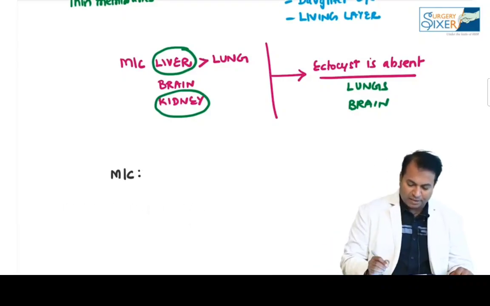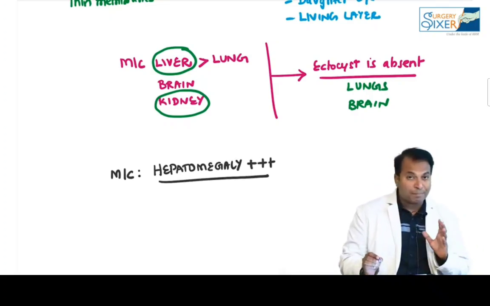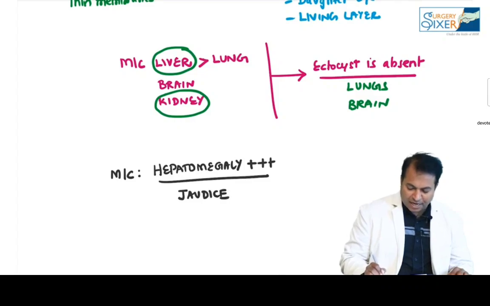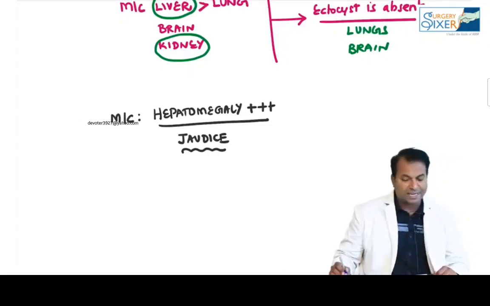So now coming to the presentation, the most common presentation is hepatomegaly. There is no pain, no fever. Please remember, hepatomegaly is the main presentation. They may get jaundice if the hydatid cyst obstructs the bile duct. Some daughter cysts obstruct the bile duct and can cause jaundice. Hepatomegaly and jaundice are the 2 important presentations of this cyst.